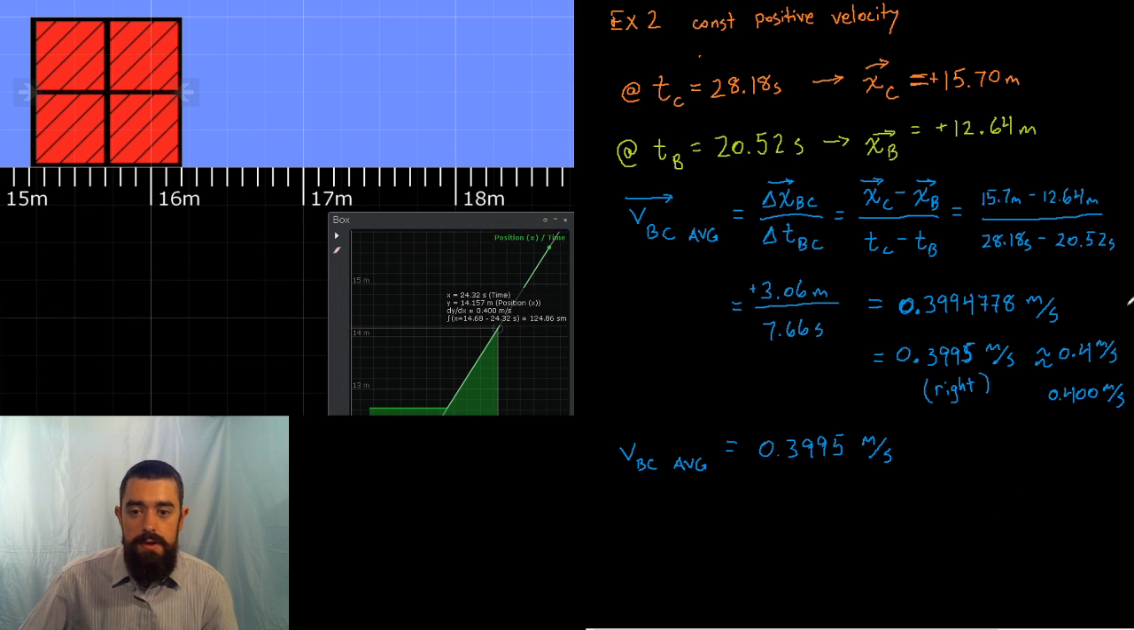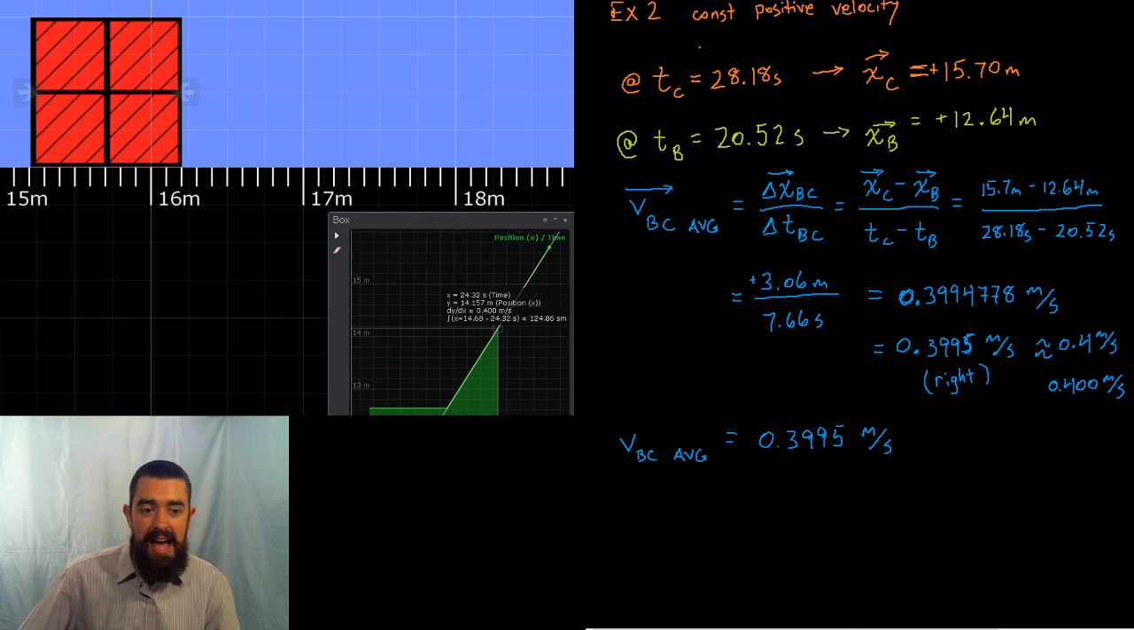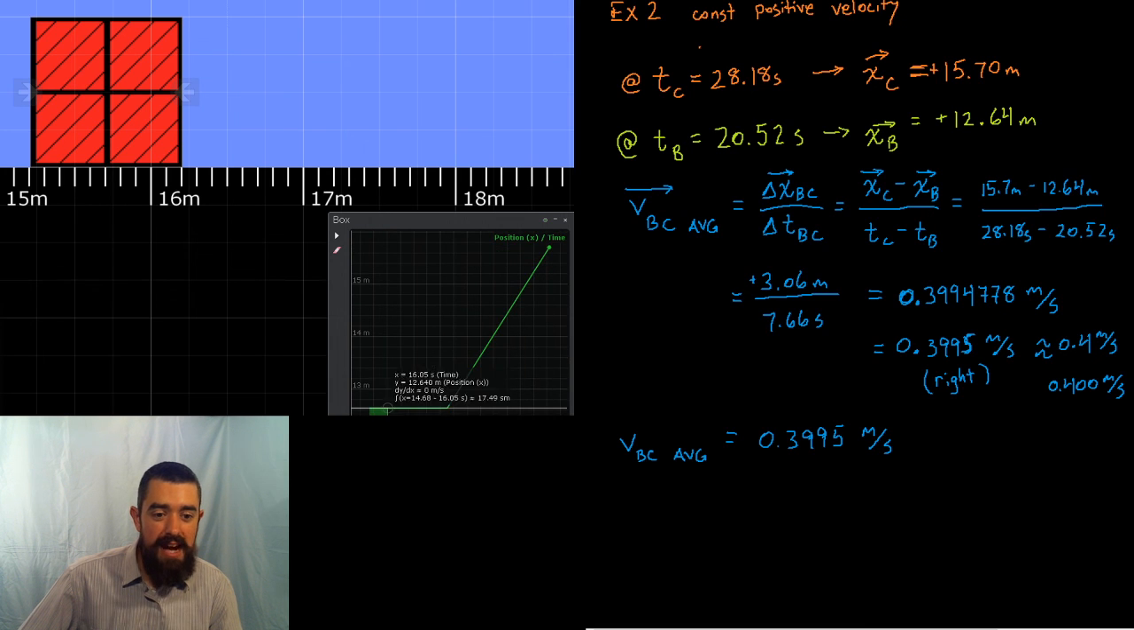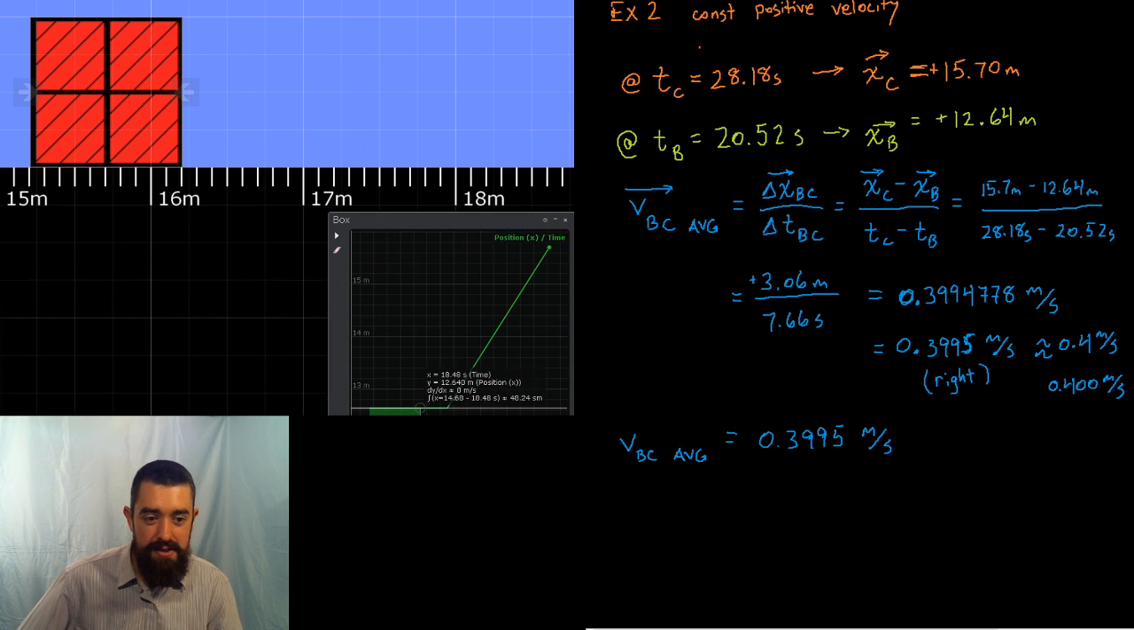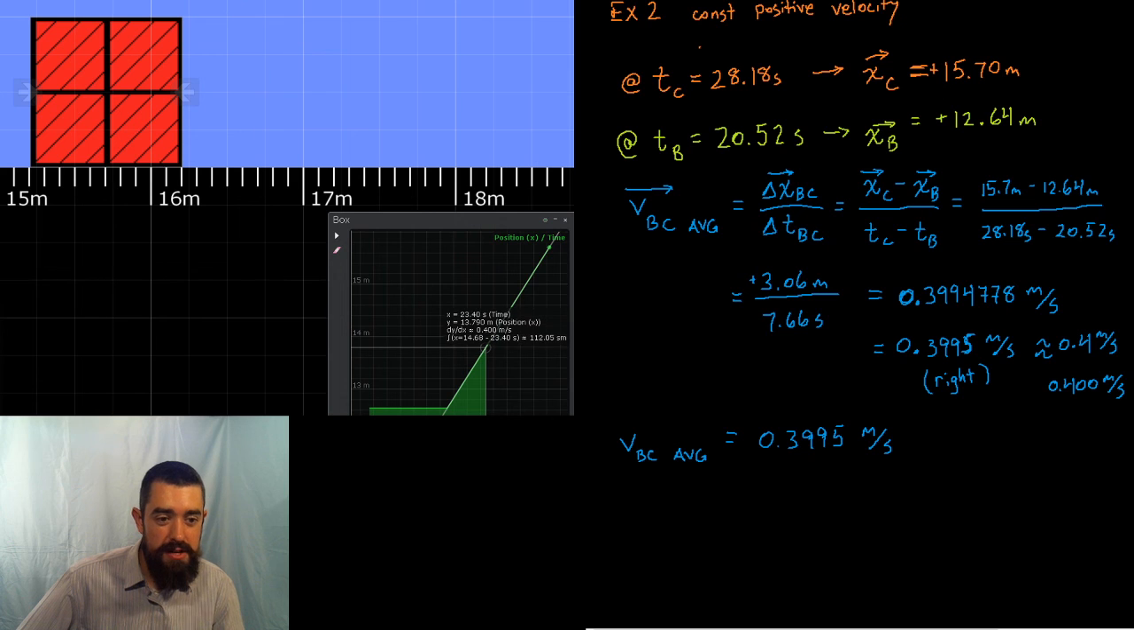I want to look at not just this time interval, this after 20.52 seconds. I want to look at the time interval from the whole beginning to the end. So the time interval from 14.68 seconds all the way to 28.18 seconds. Because here the slope or the velocity was 0 meters per second for the first little bit. And then after that, from 20.52 seconds onward, the speed was 0.4 meters per second.